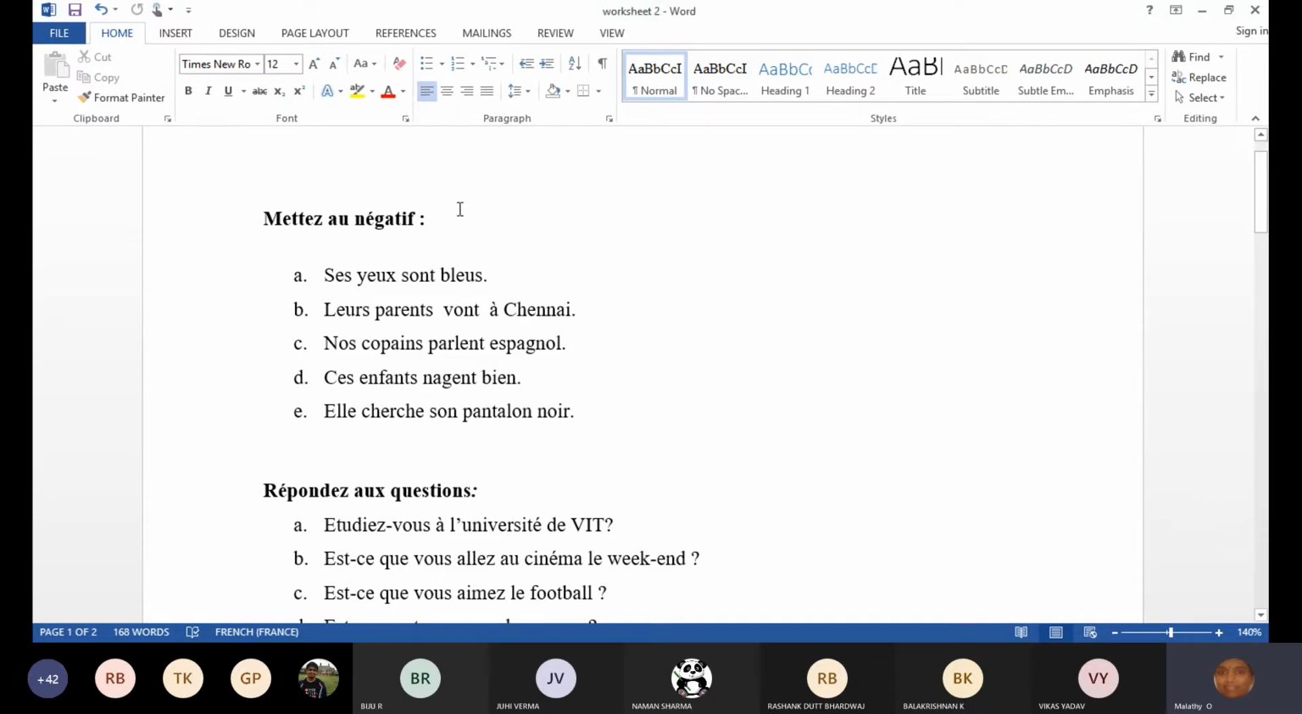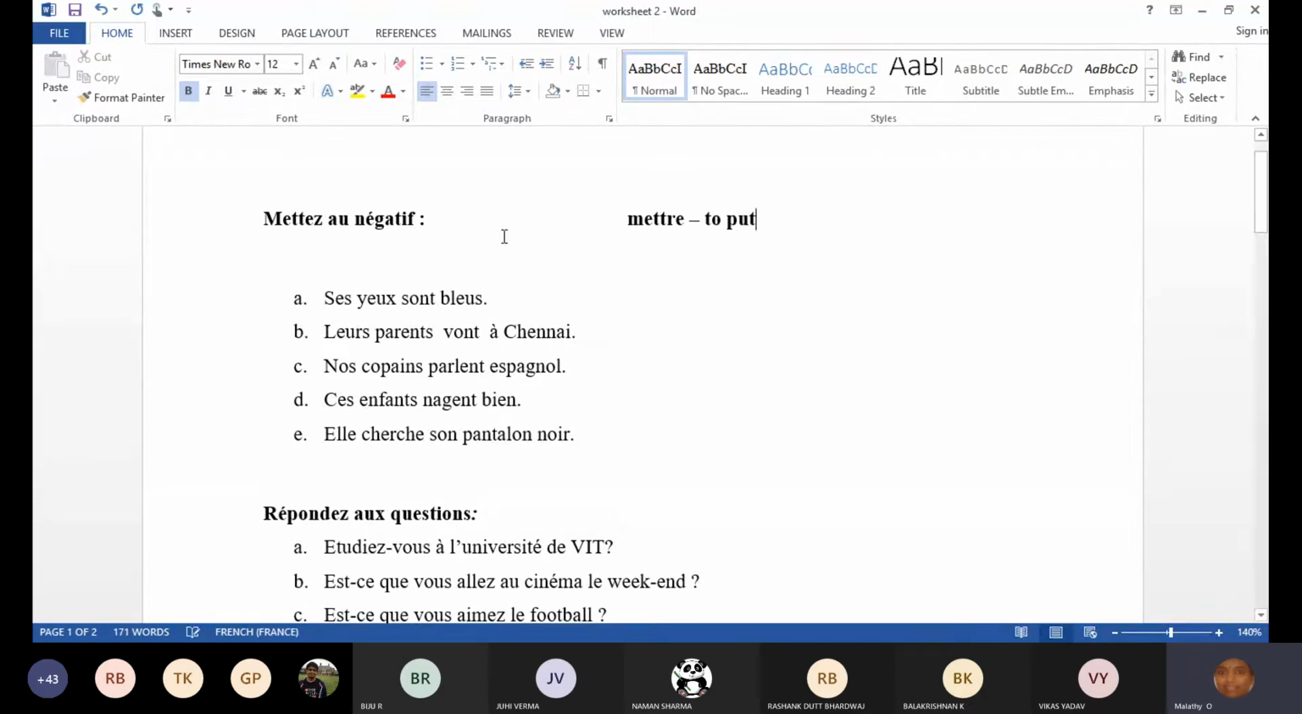So here the first one is: make it negative. Put it in the negative. And you should know which is the negative form. And the next step, you have to identify the verb.